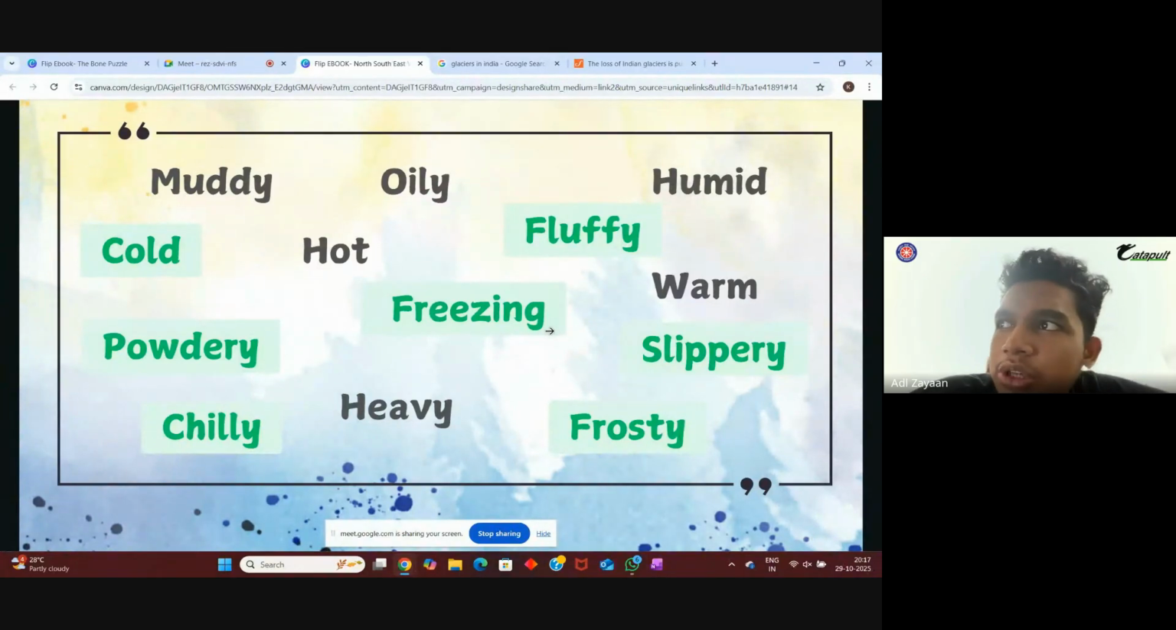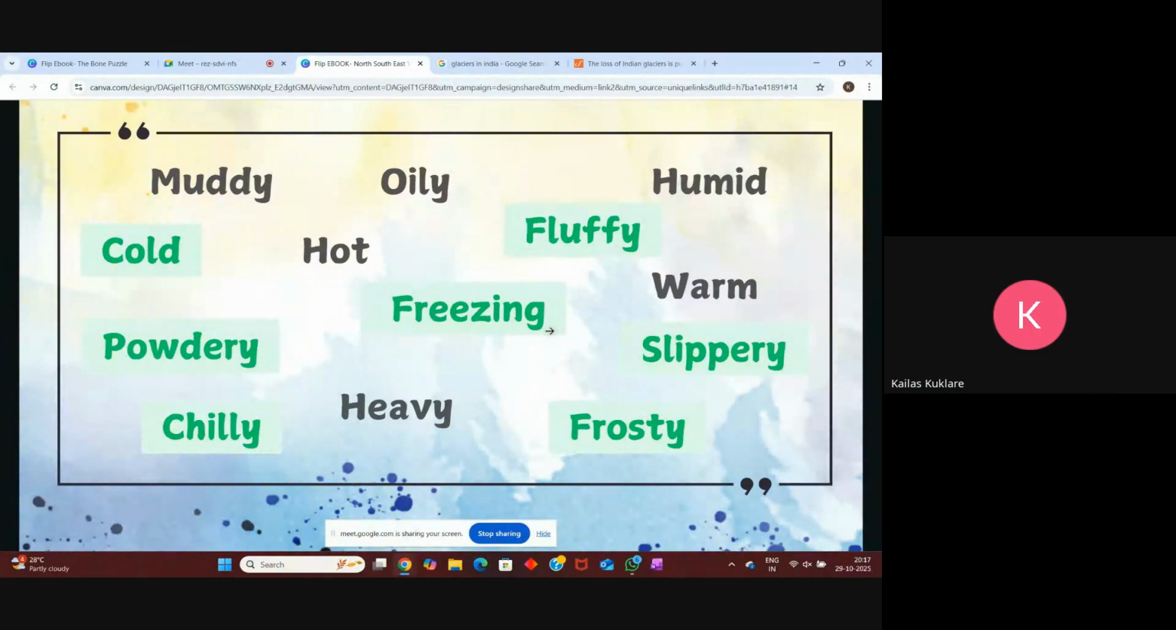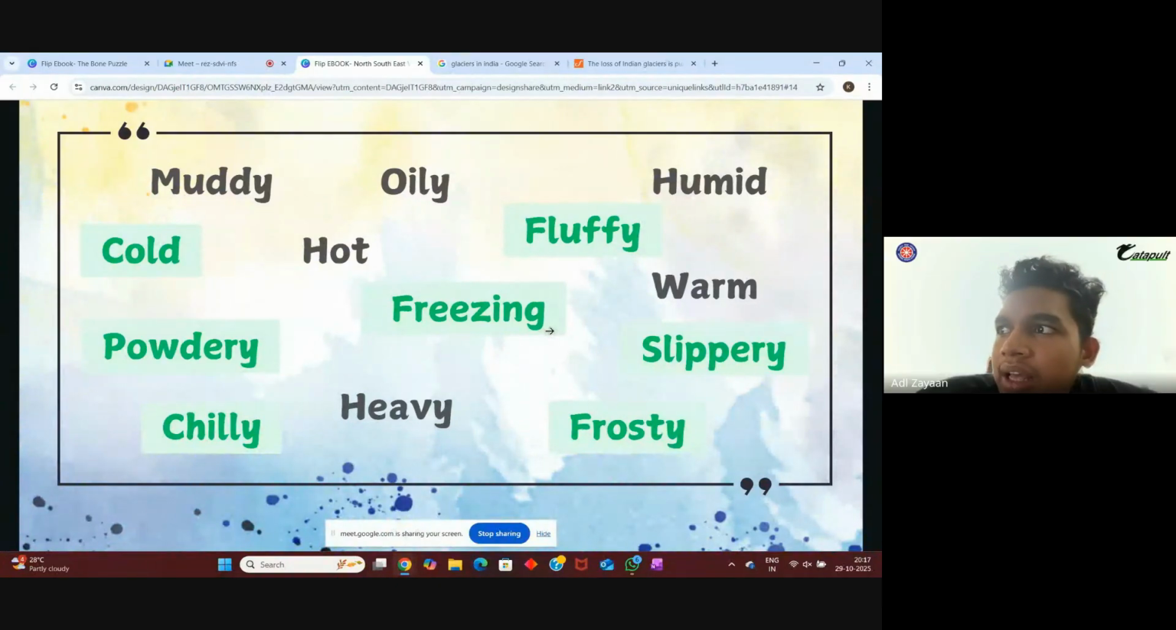Muddy will not be there. Snow is not muddy. Oily is not there. Humid is not there. Humid means it contains water. Water is not fluffy. Hot is not there. Warm is not there. Heavy does not match with cold.